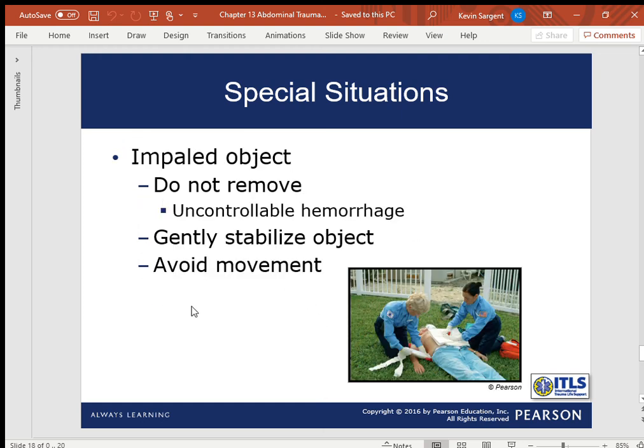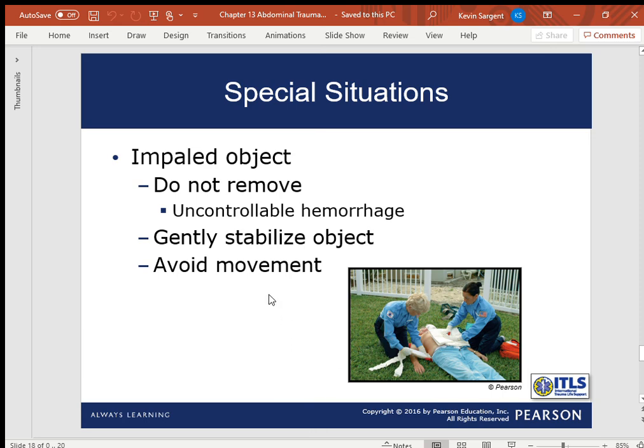Impaled objects, so don't remove them. If they have some kind of uncontrollable hemorrhage, and there are very few uncontrollable hemorrhages out there, but if it's an extremity issue, don't be afraid to put tourniquets on early. It's a different school of thought these days, which is a good thing for our profession: get the bleeding stopped, then figure it out, versus messing around with pressure points and elevation and direct pressure and all that stuff for major hemorrhages.